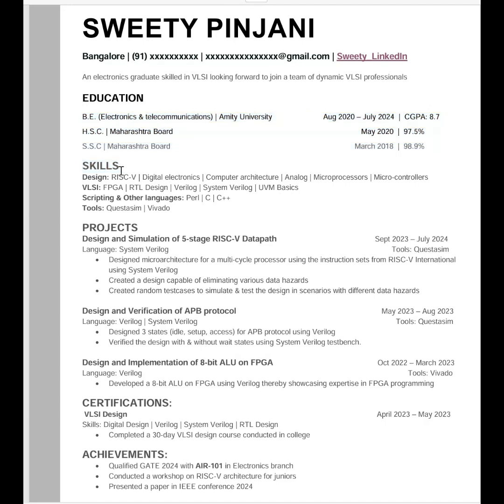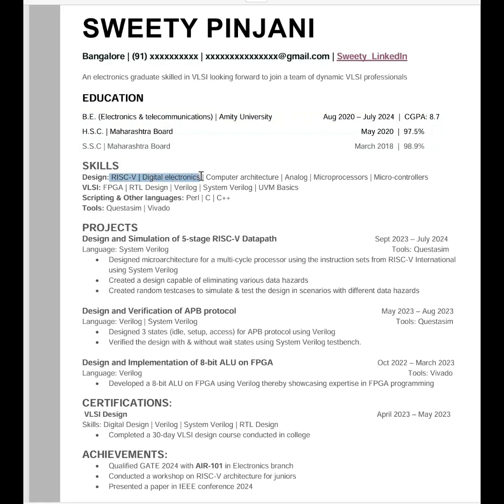The next important thing which should come is your skills. As I have said, my preference is to organize the skills in different sections. That's what I always do. So for this person, they have organized into 4 different bullet points. First is skills which are related to design. They know about RISC-V because they have done a project in RISC-V.